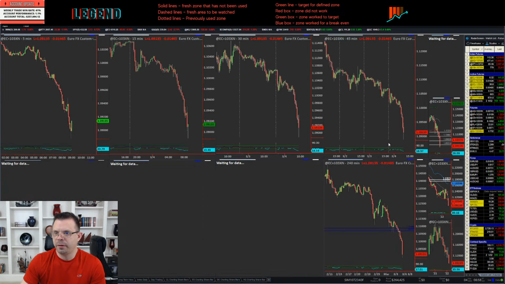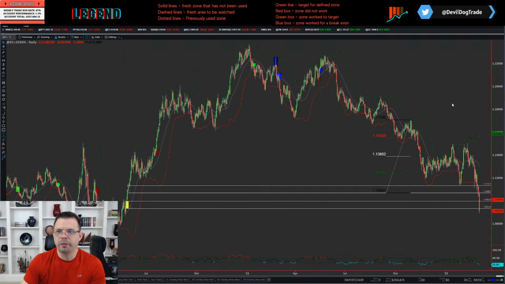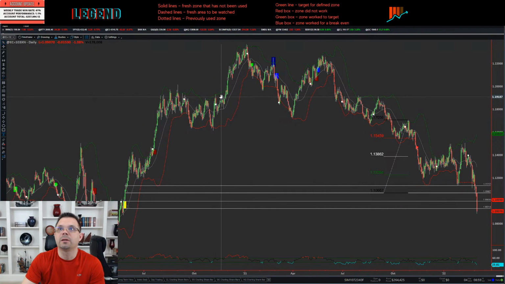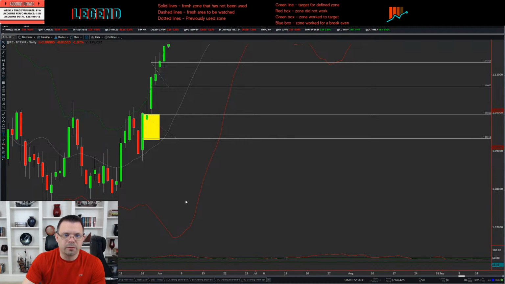Let's see what the euro futures have done now. So this same area that we're watching on the euro USD, it came right through this bottom zone right here. Actually, you can't see that. Let me zoom in on this so you can kind of see what we're doing here.